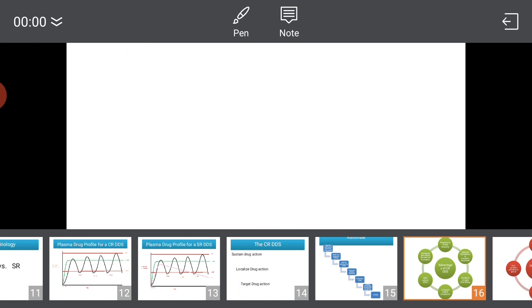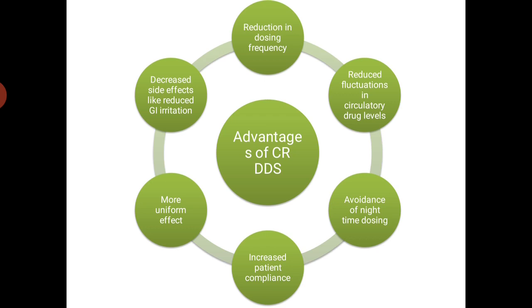Now let us see what are the advantages of a controlled release drug delivery system. First of all, reduction in the dosing frequency. Instead of administering a conventional dosage form every 6 hours, we can stop it with once a day also. Reduction in fluctuations: in the controlled release system, fluctuations can be reduced.